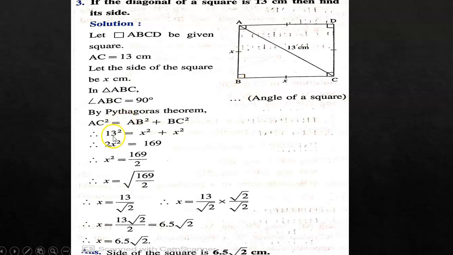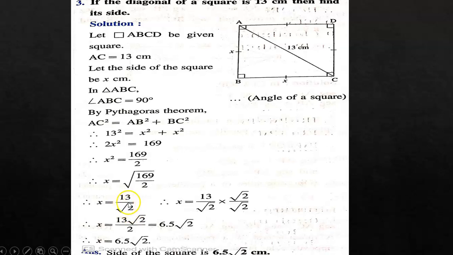And I'm going to say hypotenuse AC square is equal to AB square plus BC square. AC is 13, so 13 square is equal to x square plus x square. I add this, I get 2x square is equal to 13 square, which is 169. So x square is 169 upon 2. By taking square root on both sides, I get x is equal to square root of 169 upon 2. Now square root of 169 is 13. So I get x is equal to 13 upon square root of 2.